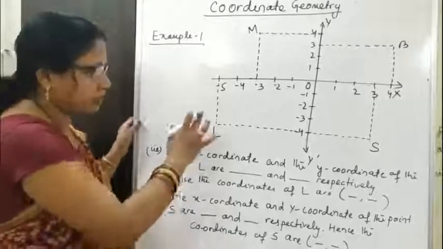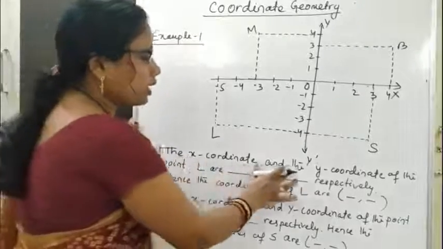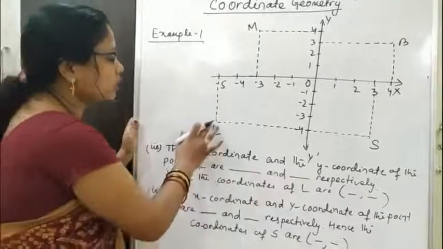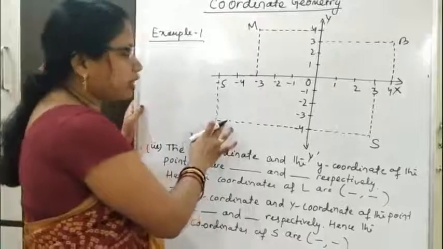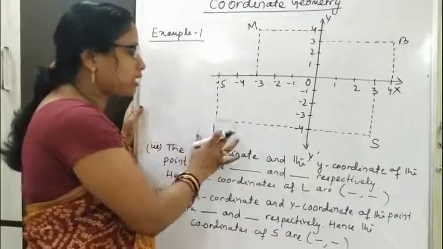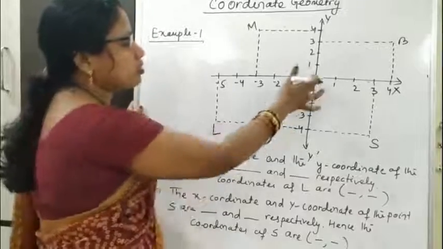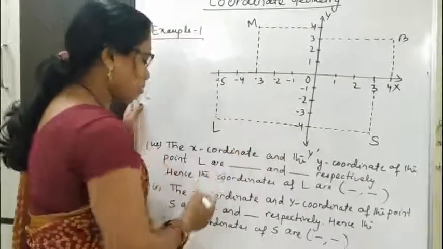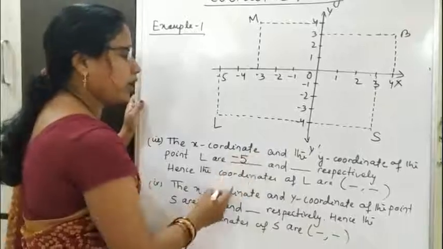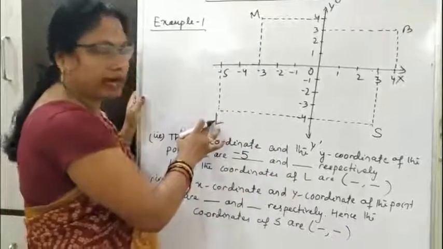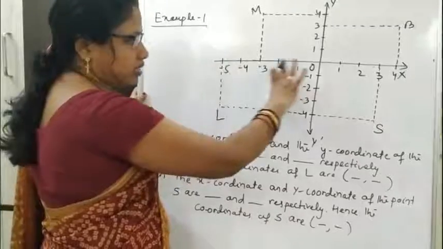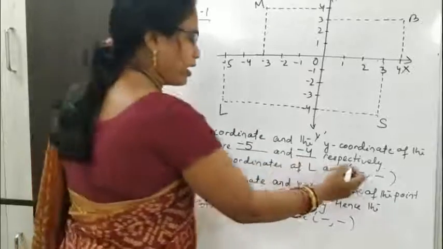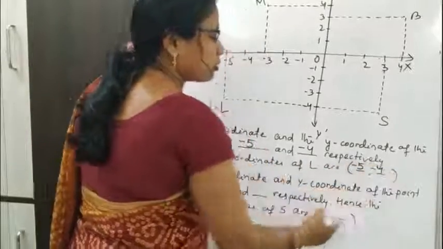Next, the third part of example 1. The x coordinate and y coordinate of point L are dash and dash respectively. So here is point L. The x coordinate of point L is the perpendicular distance of L from the y axis. This is our y axis. The perpendicular distance is this distance, so this is minus 5. And the y coordinate is the distance of L from the x axis. This distance is minus 4. So the coordinates of L are minus 5, minus 4.